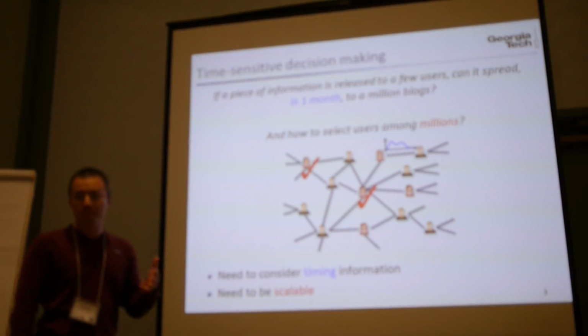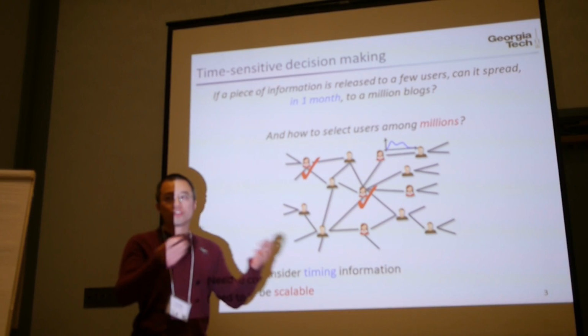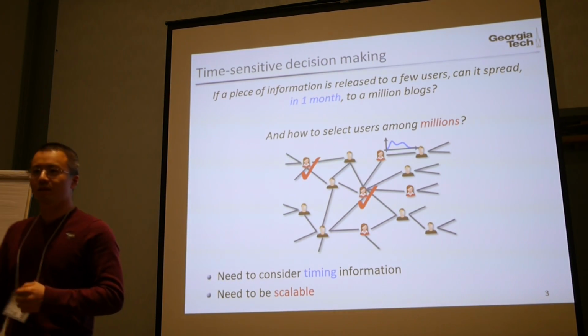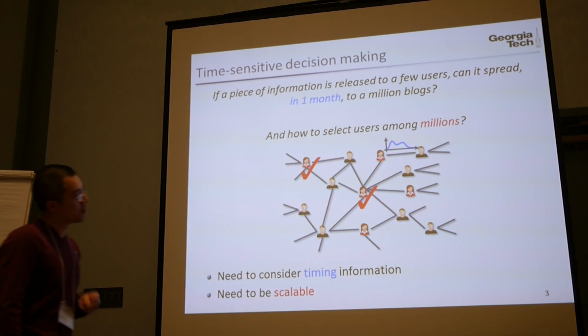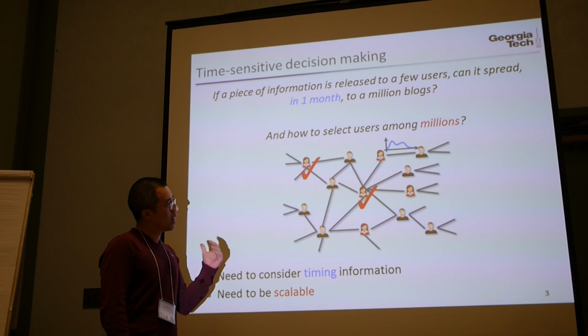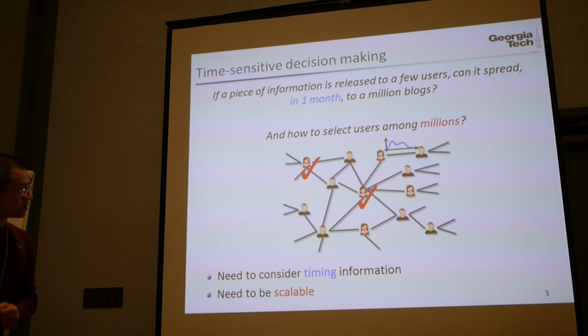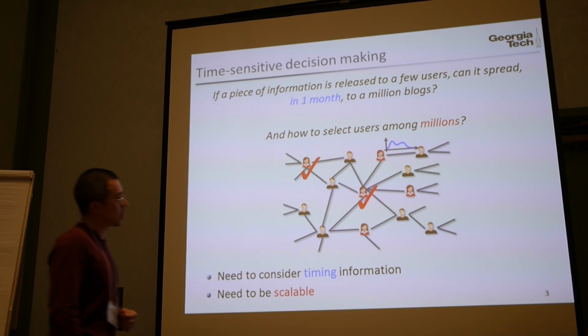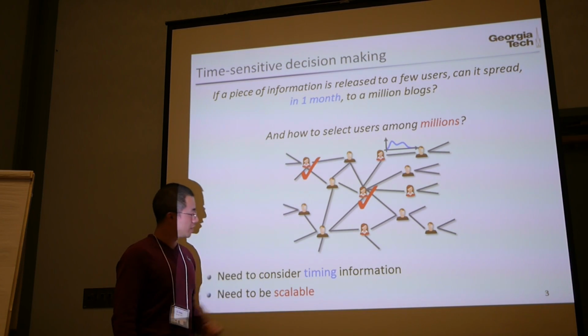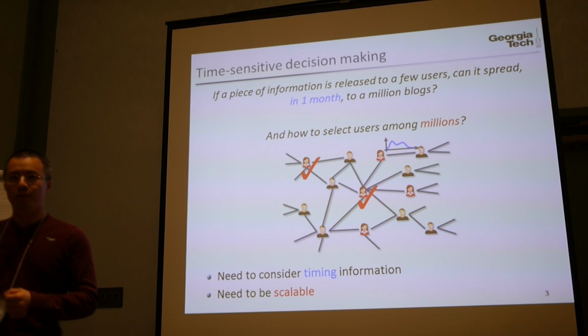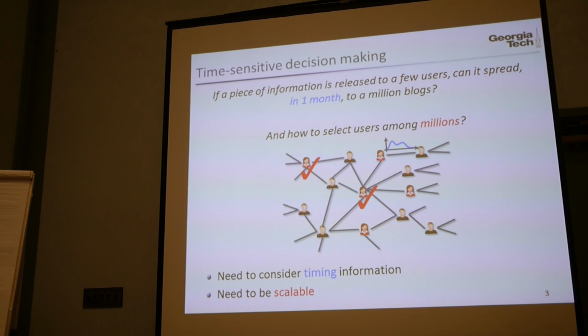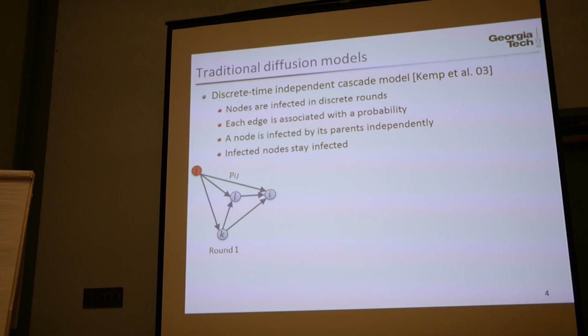Usually this kind of question is studied in a huge social network. You have millions and billions of users, and you want a very efficient algorithm to be able to estimate this. Basically you want to answer this question in a time-sensitive fashion, and you want it to be very scalable. Traditionally, when people try to model this type of information diffusion, they usually use this kind of discrete diffusion model.